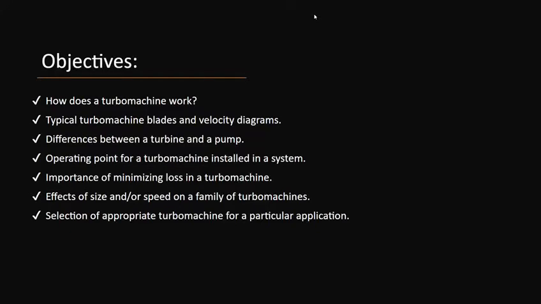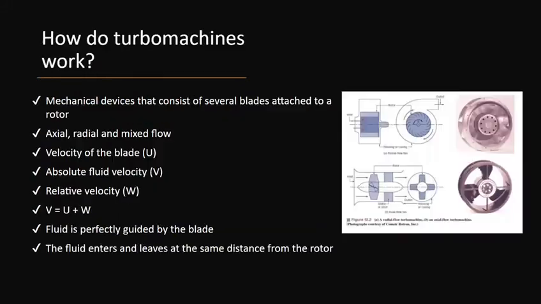The objective of this presentation is to explain how turbo machines work, how we can represent them with blades and velocity diagrams, the difference between a turbine and a pump, how to determine the operating point, the importance of minimizing loss in turbo machines, effect of size and speed on a family of turbo machines, and how to select an appropriate turbo machine for a particular application.